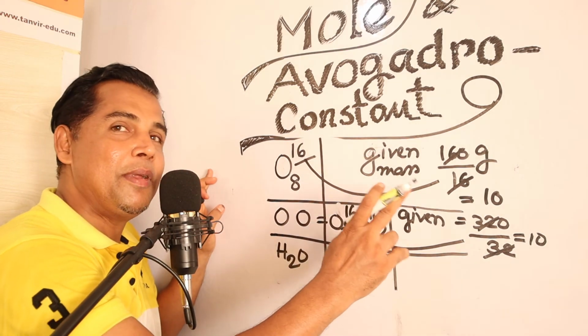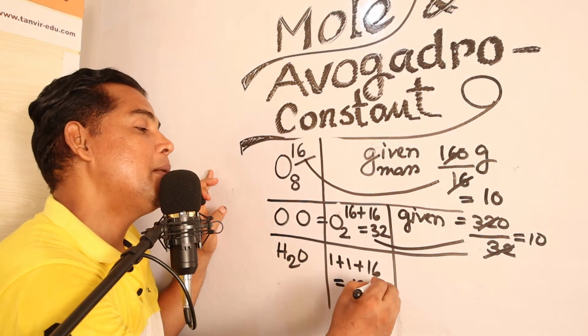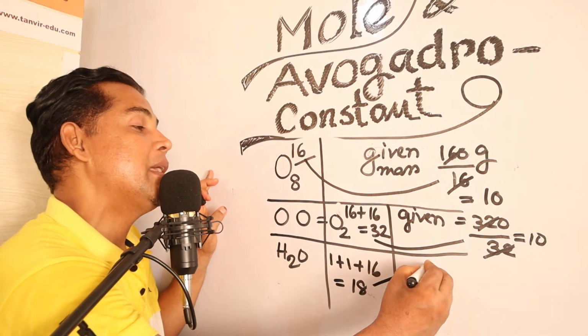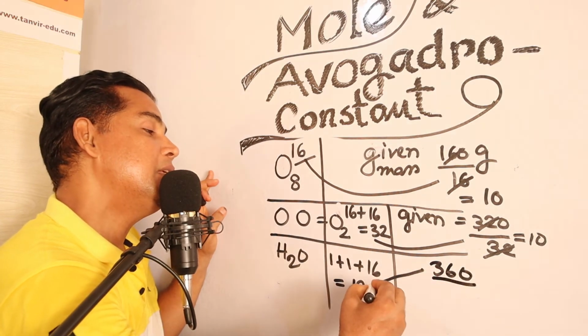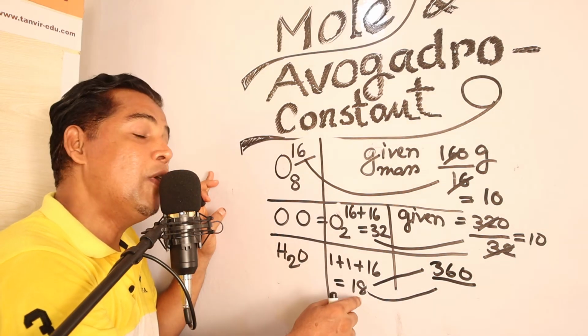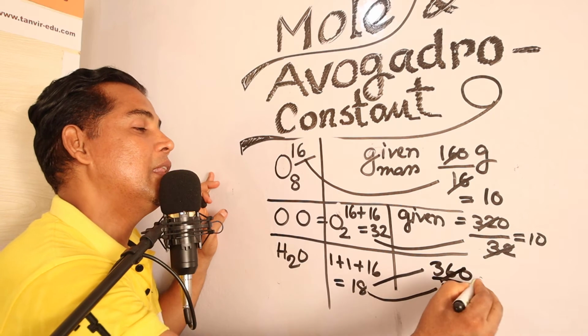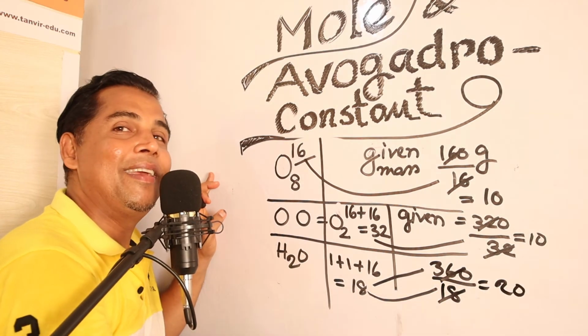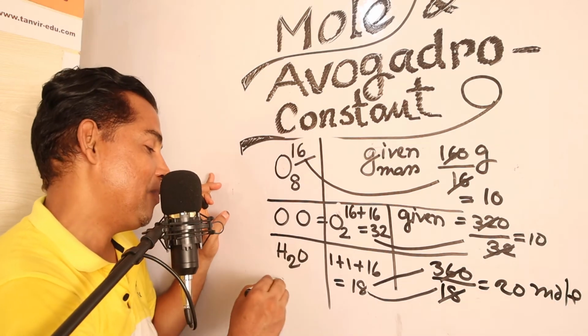I told you that it is not 10 every time. You are thinking that's a different thing. No. Suppose now I am changing the mass number. Suppose the mass number is 360. So if I divide by this molar number, now in this way, my new molar number is 18. So if I divide these and these, the molar number will be 20. Now the mole number is 20.